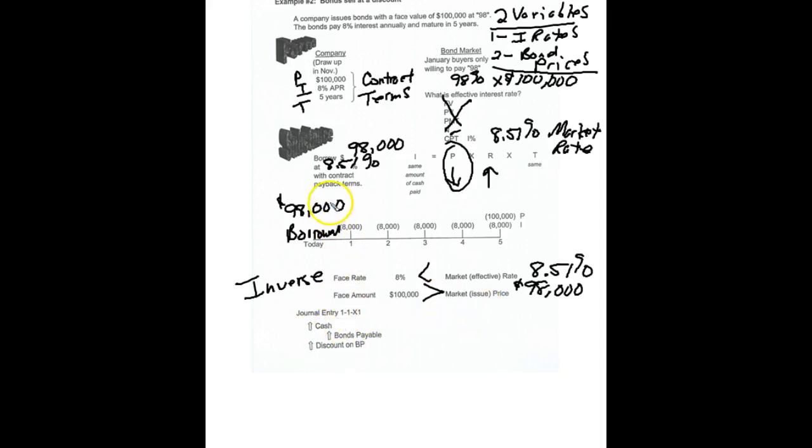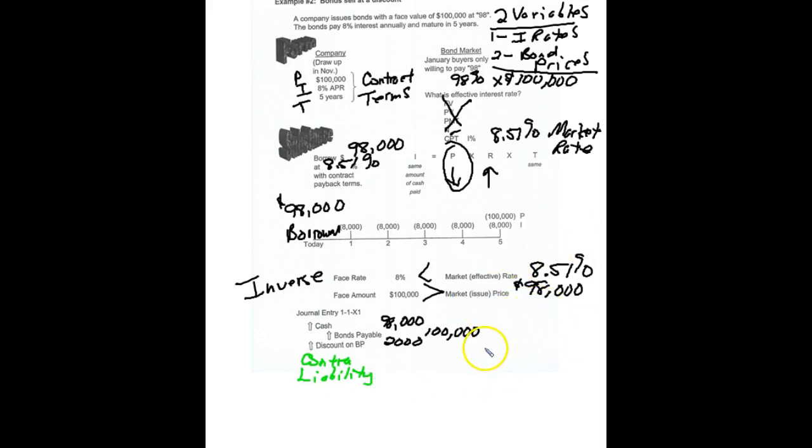Okay, so let's look at our journal entry. So when the bond sells at a discount, which we saw here, all you're going to need to know is this original journal entry. So what happened is they borrowed $98,000. We're going to put the face amount in the bonds payable. Those don't equal, obviously, because the bond sold at a discount. And this discount on BP, that means bonds payable. So the discount on bonds payable, it's a contra liability account.